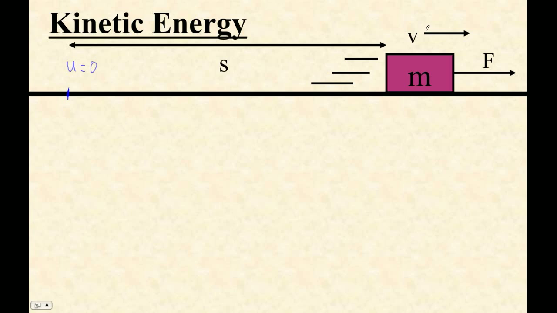Then all the energy it's got when it's going v comes from the work we did, right? So work is F times s. Since this thing is accelerating, I'm going to use F equals ma, and substitute ma in there for the force. So we get m times a, okay?